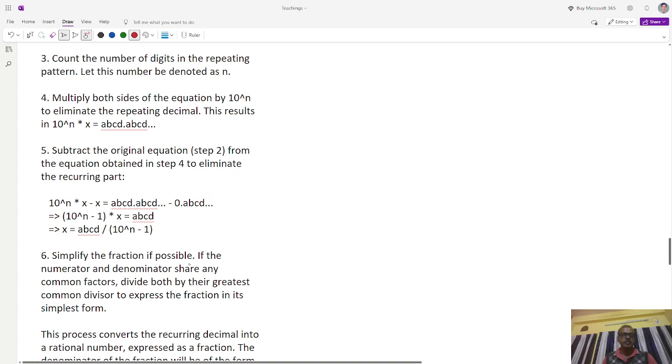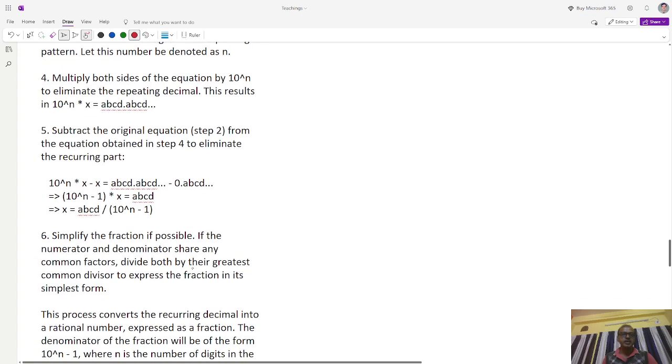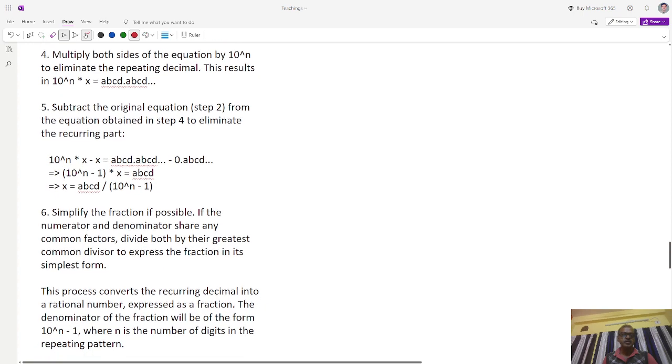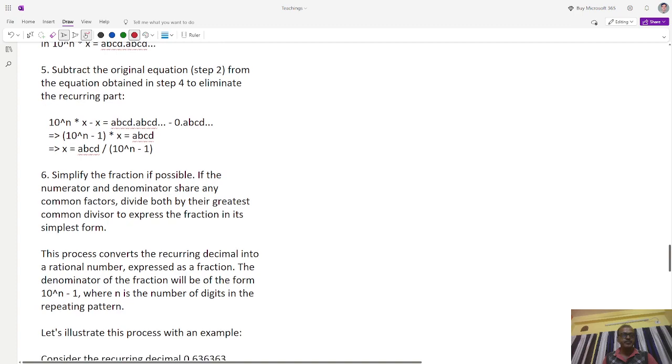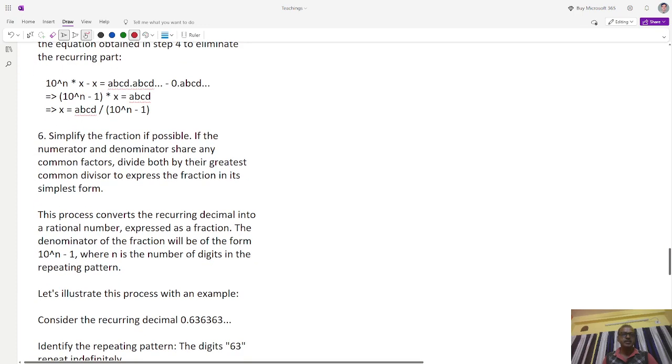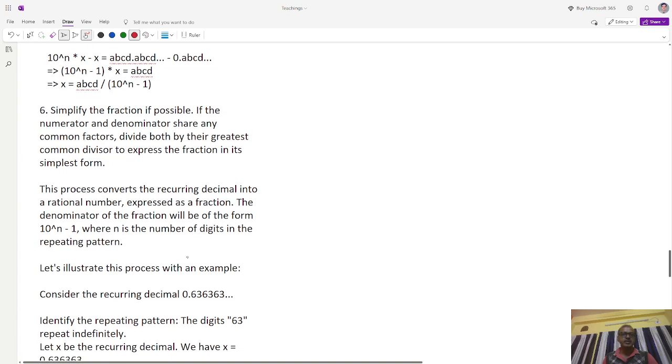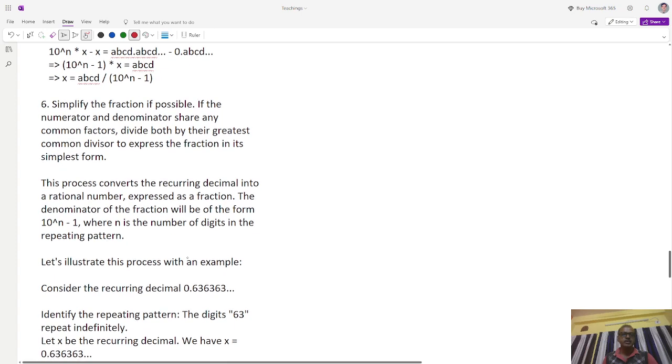Simplify the fraction if possible. If there is a common prime factor, then this should be eliminated to get the simplified form. If the numerator and denominator share any common factors, divide both by their greatest common divisor to express the fraction in its simplest form. This process converts the recurring decimal into a rational number expressed as a fraction. The denominator of the fraction will be of the form 10 to the power n minus 1, where n is the number of digits in the repeating pattern.